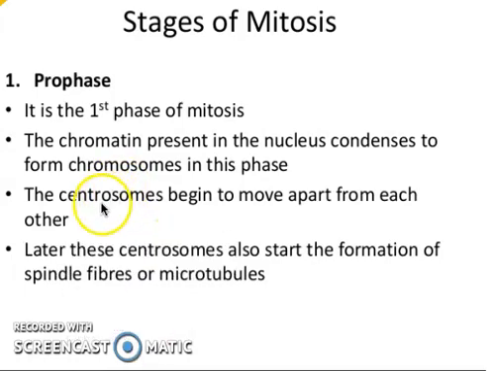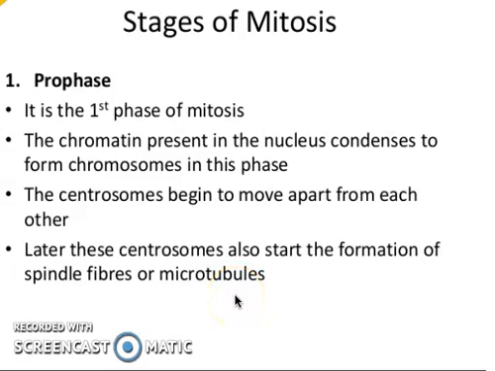Then the second thing, the centrosomes begin to move apart from each other, and that's what we have already talked about, that the centrioles and centrosomes go to the opposite ends for the purpose of division. Later, these centrosomes also start the formation of spindle fibers or microtubules.